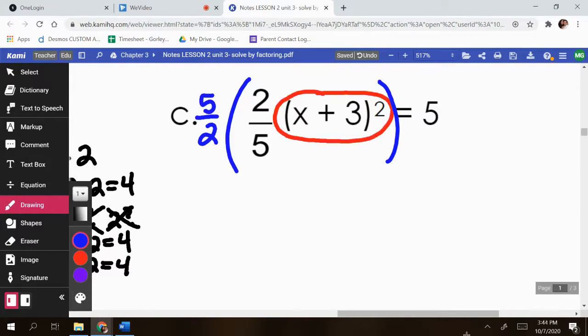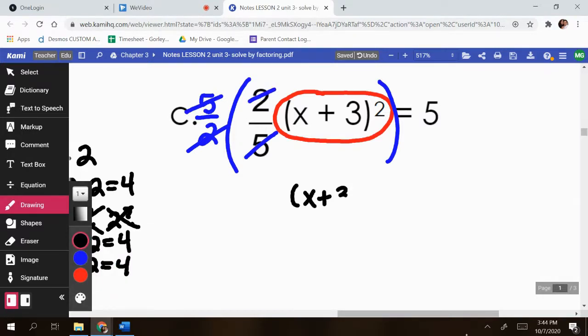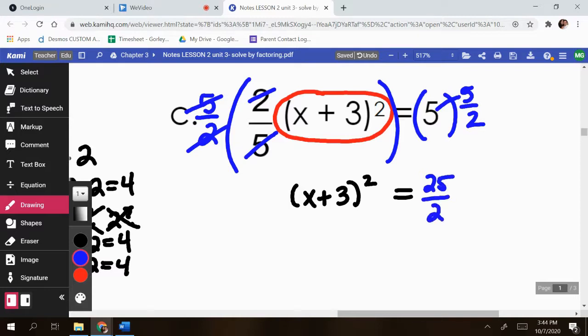And what's going to happen when I multiply by 5/2 is I'm going to get 10 over 10, which is just 1. So really it gets rid of that coefficient. The 5's cancel, the 2's cancel, and on the left-hand side, I'm just going to be left with x plus 3 squared. Now, whatever I do to one side of the equation, I have to do to the other side as well. So I'm going to multiply by 5/2. 5 times 5 is 25. So we'll get 25 over 2.